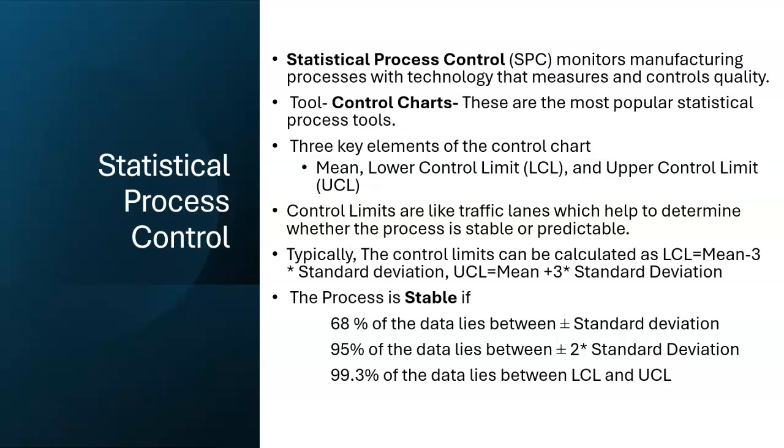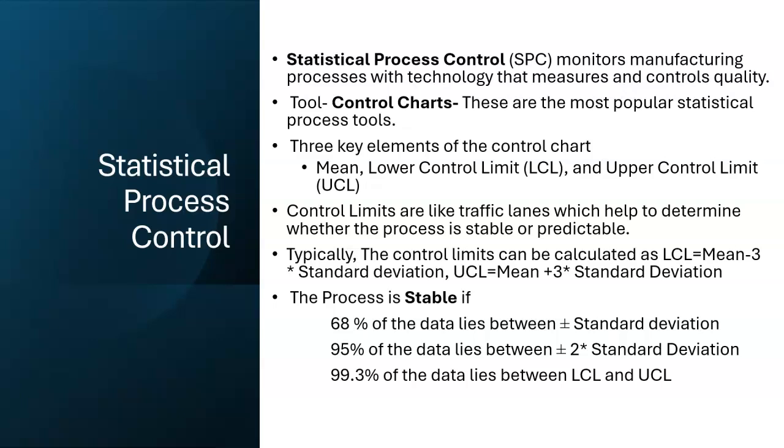Statistical process control is used to understand whether the process is under control or not. There are different methods, and the control chart is the most popular one. There are 3 key elements of the control chart: mean, lower control limit, and upper control limit.